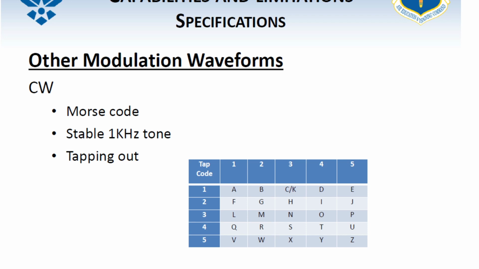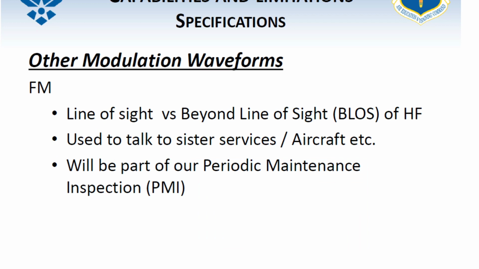No, sir. All right, so the radio is also capable of FM. It is used with line of sight, versus beyond line of sight of HF. We use it specifically to talk to sister services and aircraft, and you will be going into FM mode when we do part of our PMIs. I guess you do program some FM tomorrow, so we're doing it in our labs. Just leave it at that.